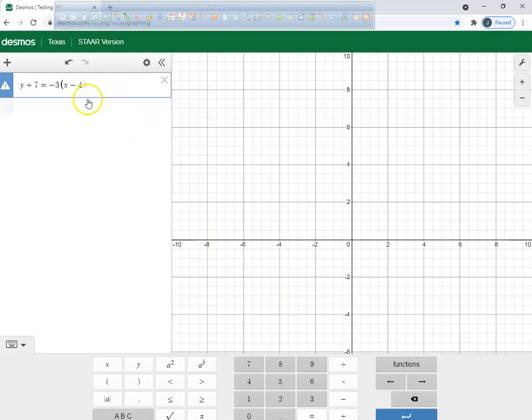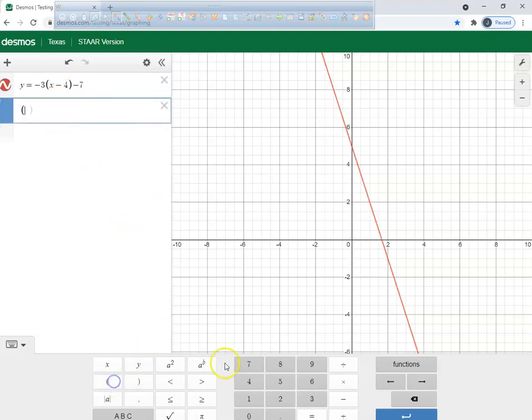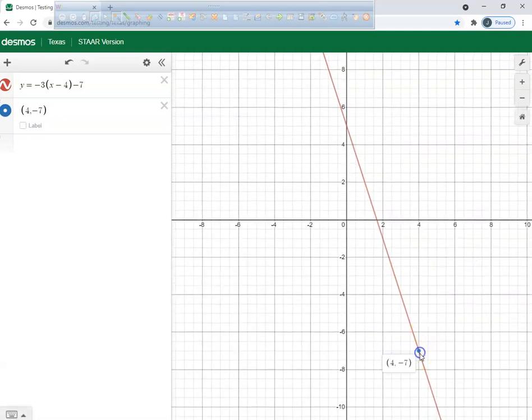Okay. But watch this. If you took this +7 and just moved it across, what would it become? So look what happens. If I just take a 7 away from this side, and take a 7 away from this side, does it graph it now? Yeah. And if you wanted to check, does it pass through 4, comma, -7? It does.